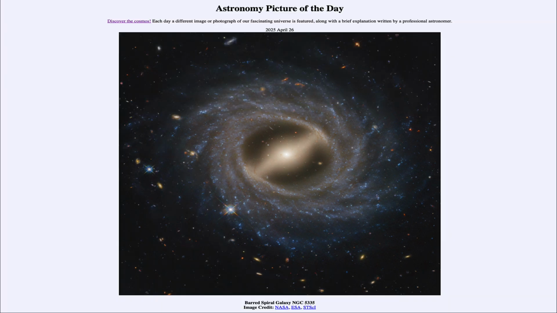So that was our picture of the day for April 26th of 2025. It was titled Barred Spiral Galaxy NGC 5335.